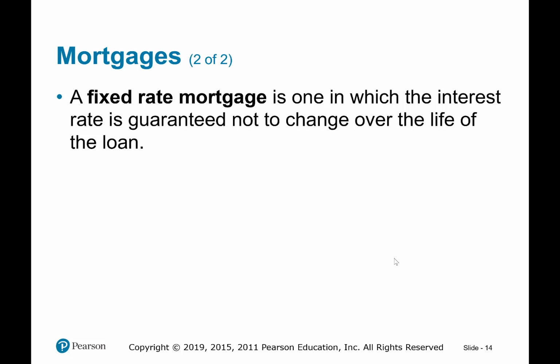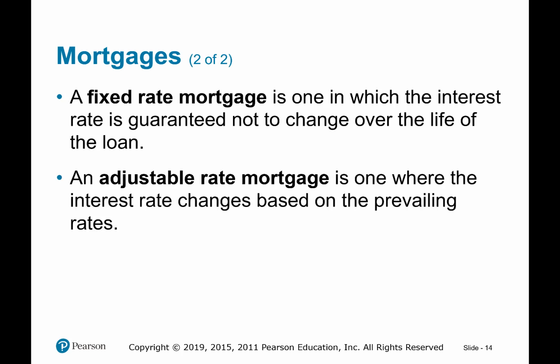Now, there are two types of mortgages. There are fixed rate mortgages, which means that the interest rate is guaranteed to not change over the life of the loan, hence fixed. And then there's also an adjustable rate mortgage, or what we call ARMs. This is one where the rate is adjustable, where it goes up and down. It changes from year to year. Some of these have a fixed period. Some of them don't.